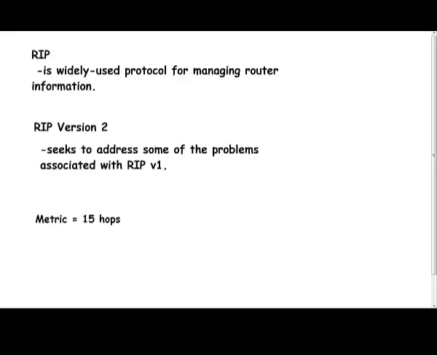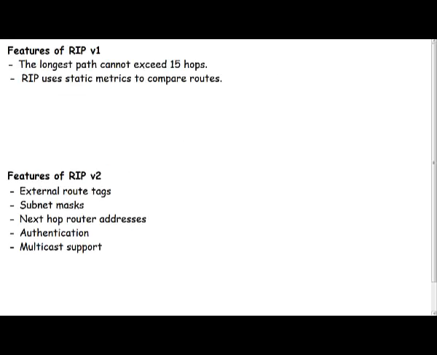Both versions of RIP have a metric of 15 hops, and they update every 30 seconds. At a hop count of 16, the router is considered unreachable or down. Now for the features of this routing protocol. RIP version 1: the longest path cannot exceed 15 hops, and it uses static metrics to compare routes. RIP version 2: external route tags, subnet mask, next hop router addresses, authentication, and multicast support.